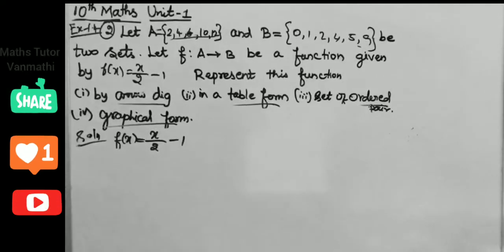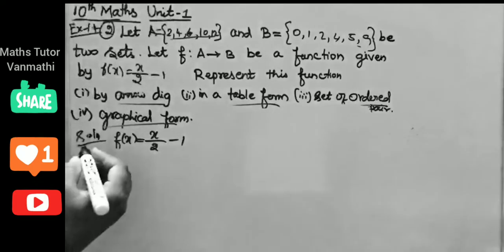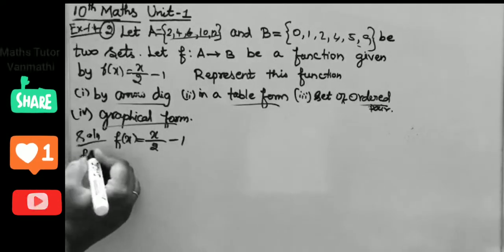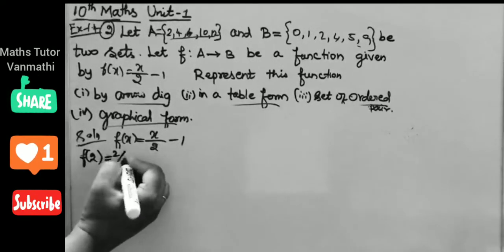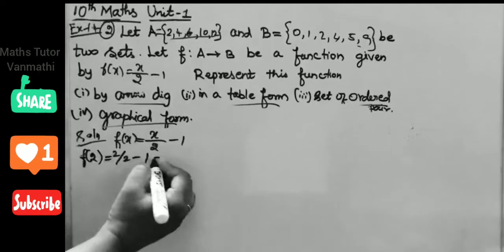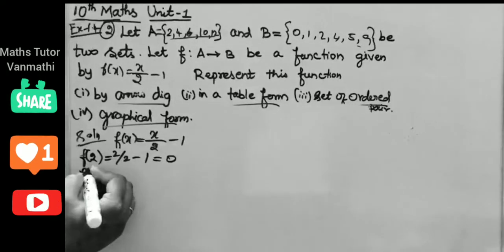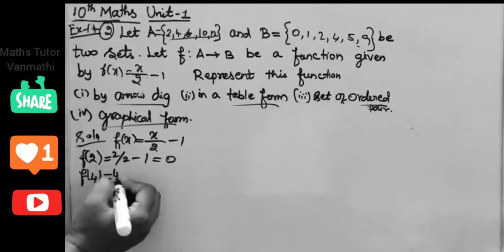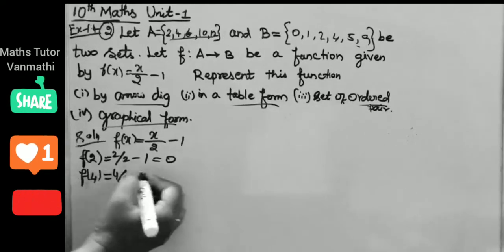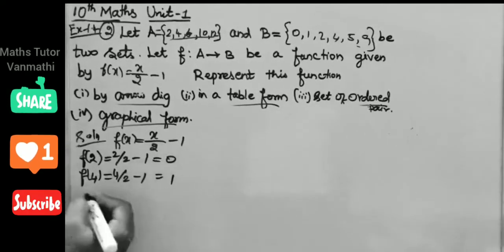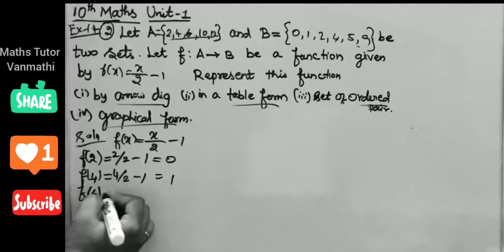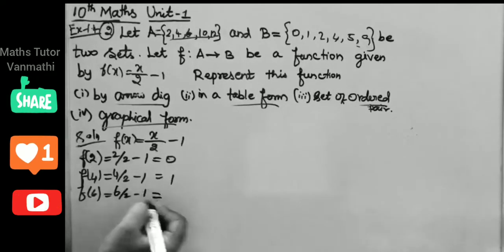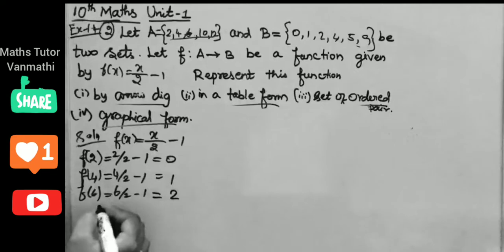First we are going to find the f of x values. First x is equal to 2, then you get f of 2 equal to 2 by 2 minus 1. 1 minus 1 you will get 0. Next f of 4 equal to 4 by 2 minus 1. 2 2s are 4, 2 minus 1 you will get 1. f of 6 is 6 by 2 minus 1. 2 3s are 6, 3 minus 1 you will get 2.